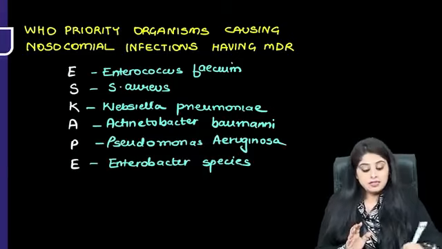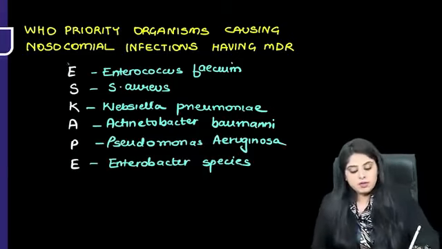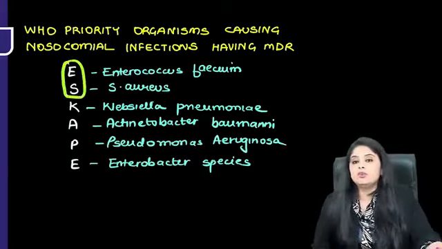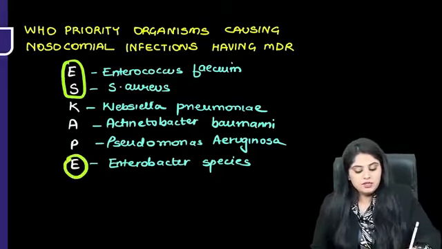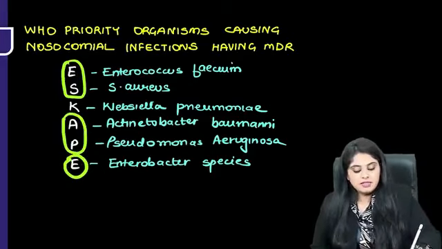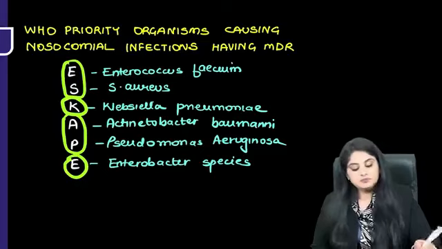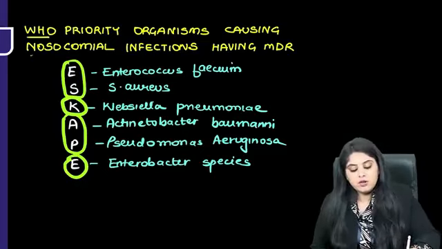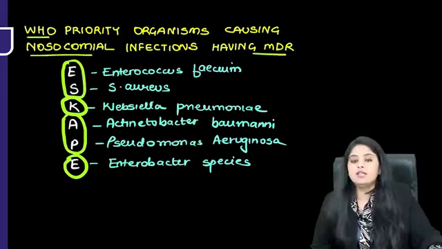And Enterobacteriaceae species. So firstly, if I talk about the cocci, Enterococcus and Staphylococcus, then all the others come under bacilli. So Enterobacter, Pseudomonas and Acinetobacter, these are of the same non-fermenter family. And finally, we have Klebsiella. So yes, these are all the WHO priority list of nosocomial infections having MDR.